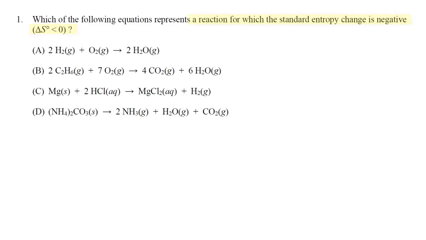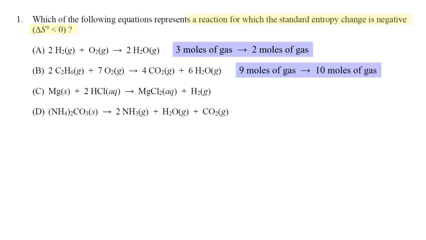So for choice A, if I count up the total moles of gas on each side of the equation, I can see 3 moles of gas on the left and 2 moles of gas on the right. And in choice B, I can see 2 plus 7, so that would be 9 moles of gas on the left, and then I see 4 plus 6, that would be 10 moles of gas on the right.